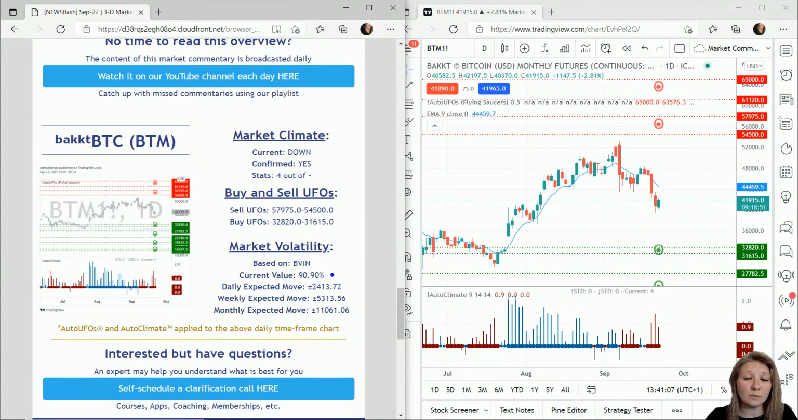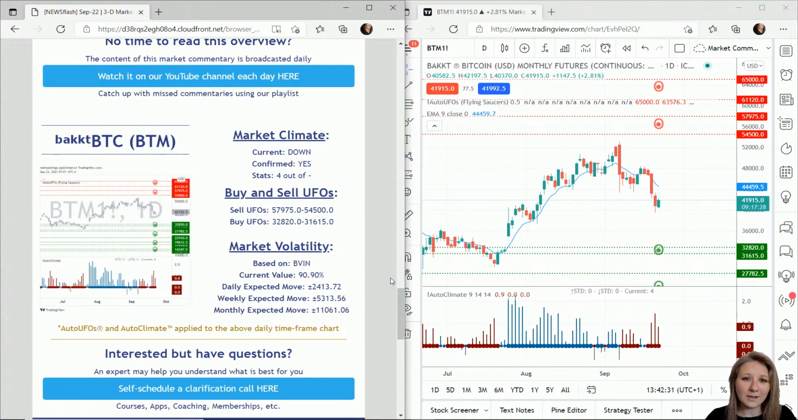Now, Bitcoin is more volatile than the other markets. We would expect it to go up or down in a year by 90.9%, in a day, up or down by 2,413.72. In a week, it's 5,313.56. And in a month, 11,061.06. So bear that in mind with Bitcoin.